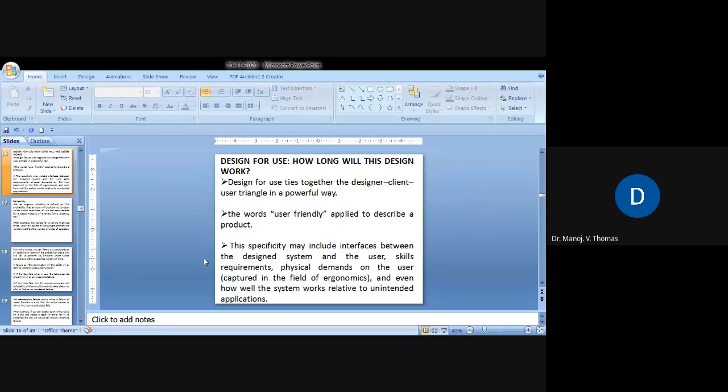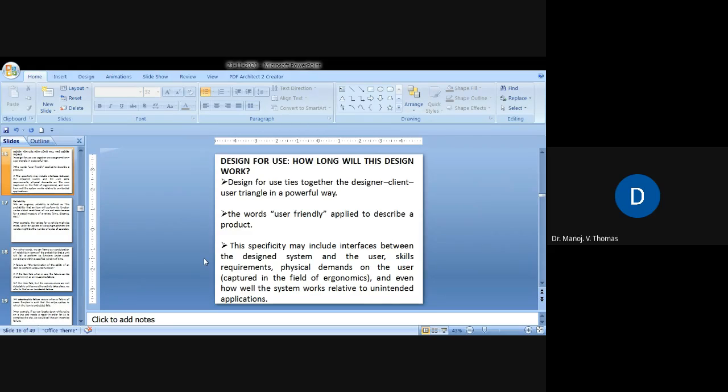Second case is, so far we have been discussing design for production. Next, design for use. How long will the design work? Design for use ties together the designer, client, user triangle in a powerful way. The words user friendliness apply to any particular product. The specificity may include interfaces between the design system and the user. Skills requirement means what is the skill level required. Say, for example, what is the knowledge a common person requires to operate a mobile phone, a laptop, a fridge or a washing machine.